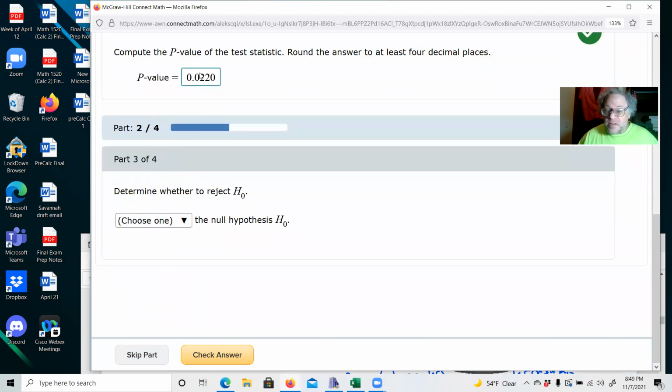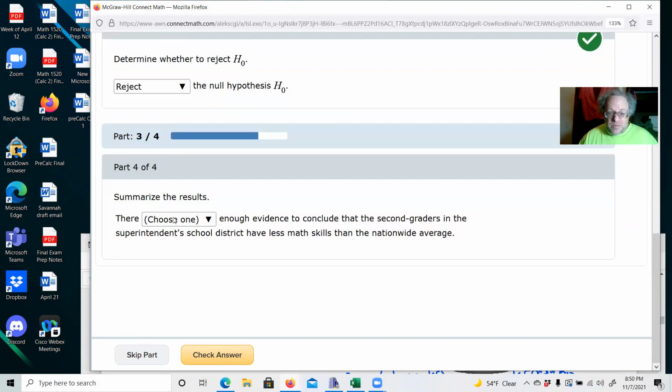Again, this was less than alpha. We are going to reject the null hypothesis. And then we're going to say there is enough evidence to conclude that the second graders in the superintendent's school district have, I would not want to say it this way, but less math skills than the national average.